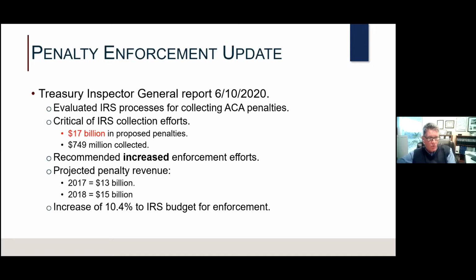Projected penalty revenue for ACA failings is $13 billion in 2017 and $15 billion for 2018. Also, on top of this, the Biden administration has increased the budget for enforcement of the IRS 10.4%, as you see here.